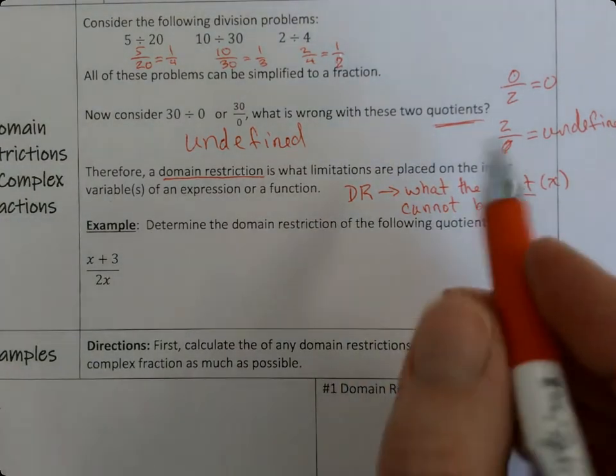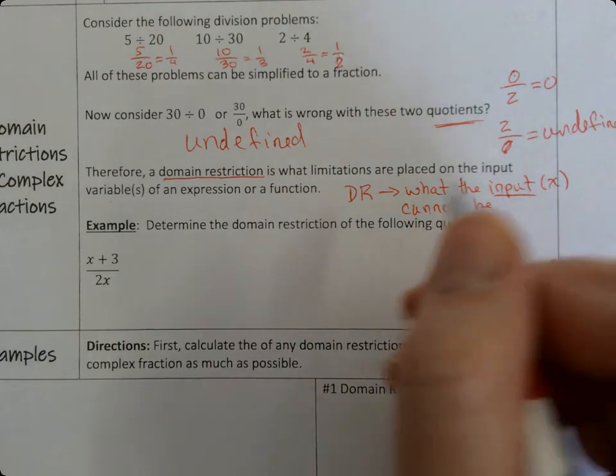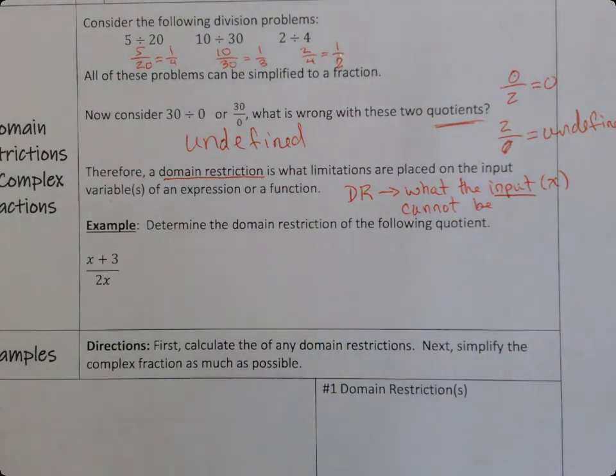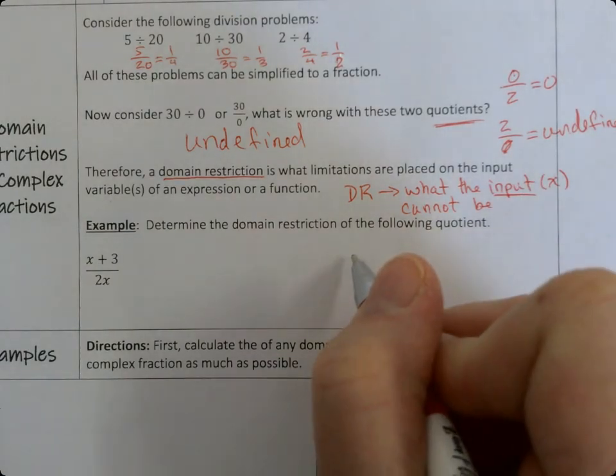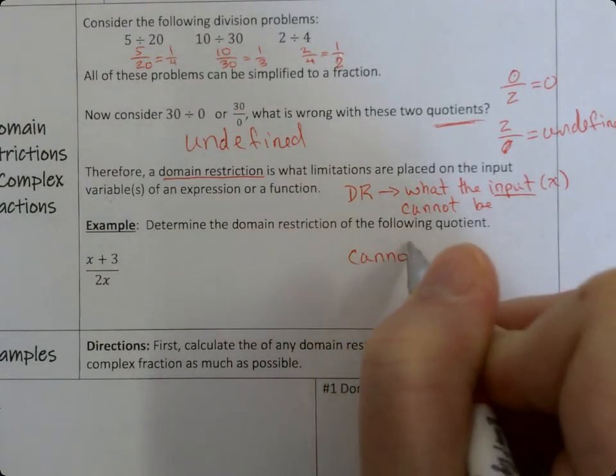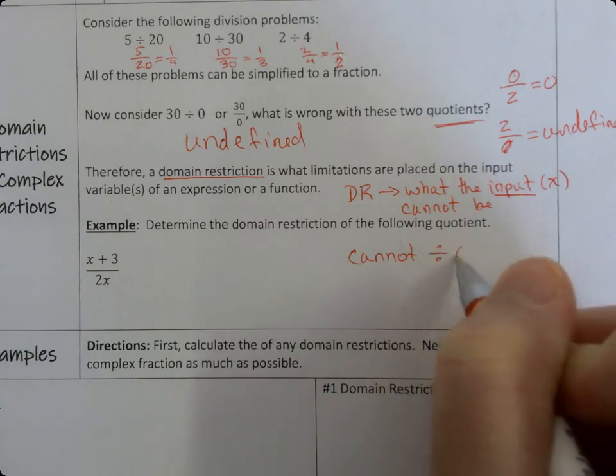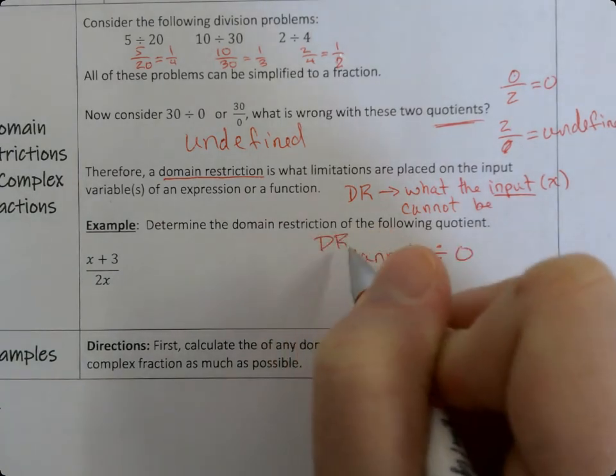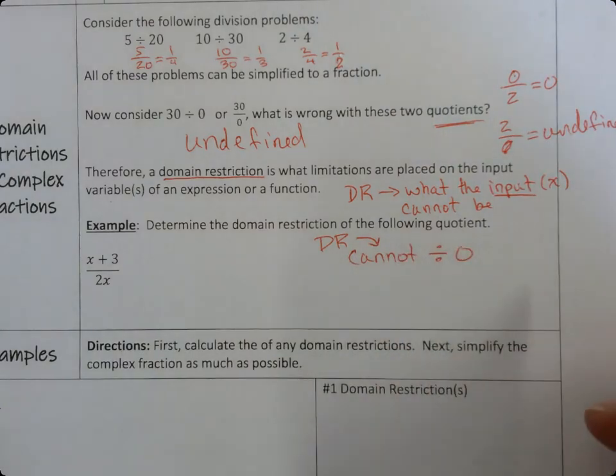All right, the domain restriction is always going to come from the denominator. So domain is what it can be. The domain restriction is what it can't be. And it's the idea that you cannot divide by 0. That's where our domain restriction is coming from, the fact that we cannot divide by 0.